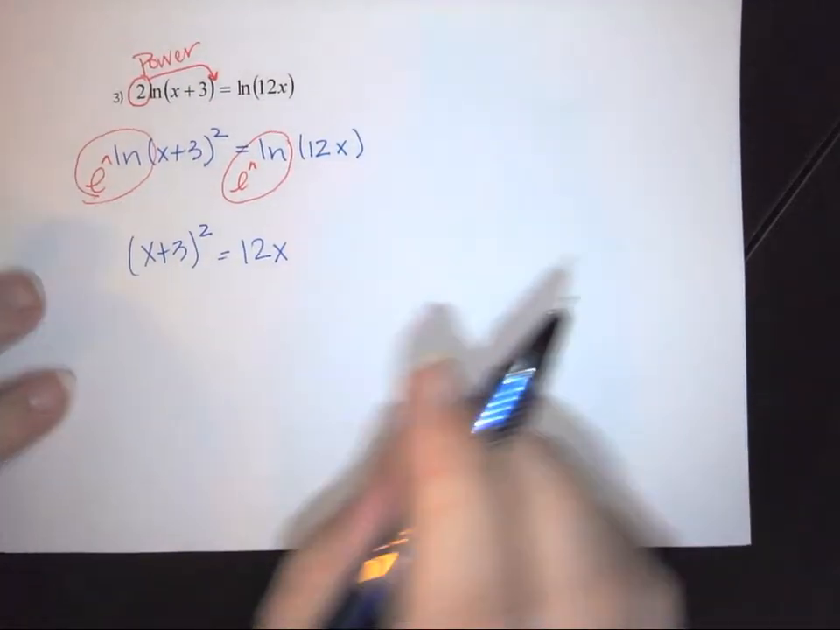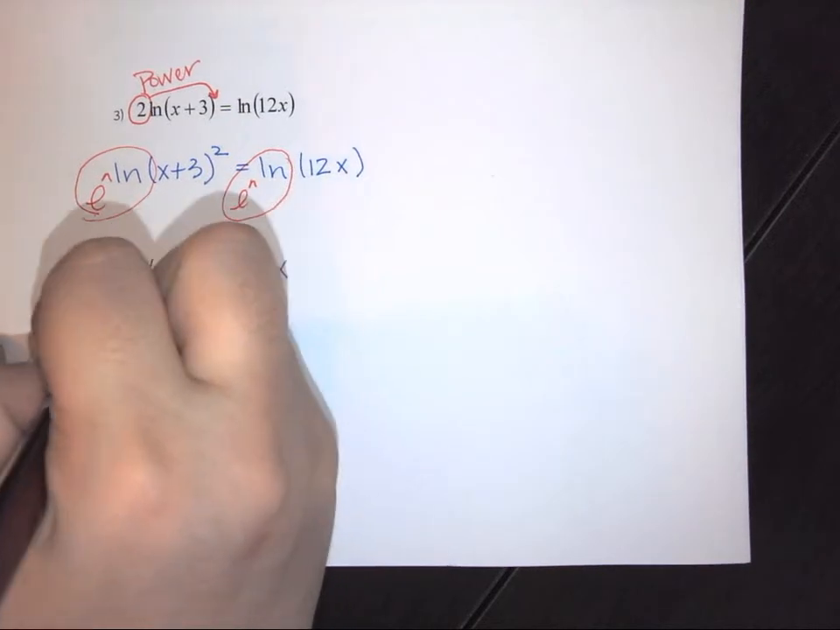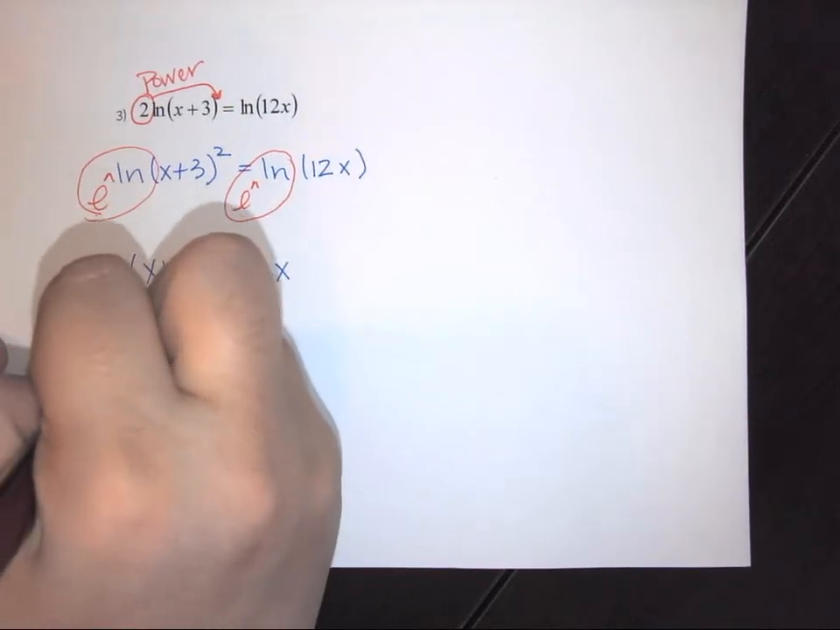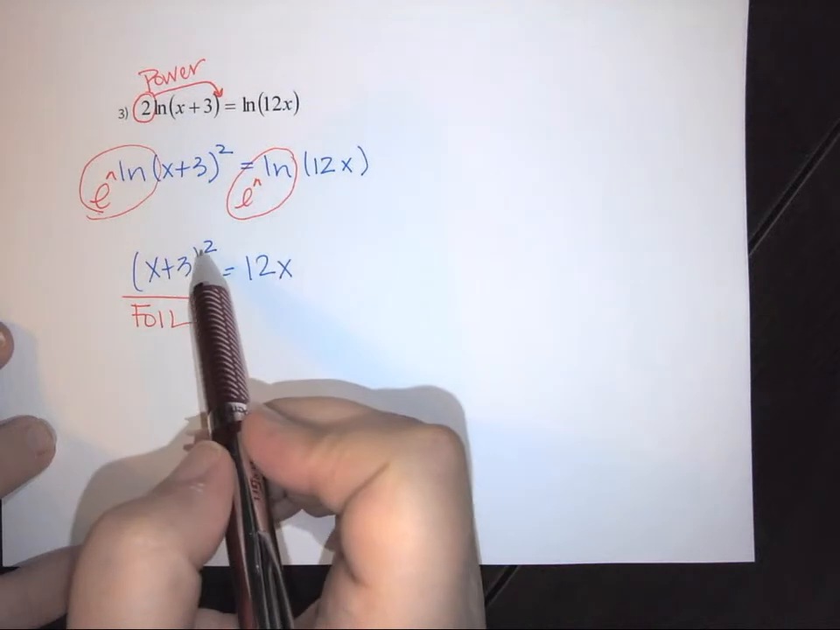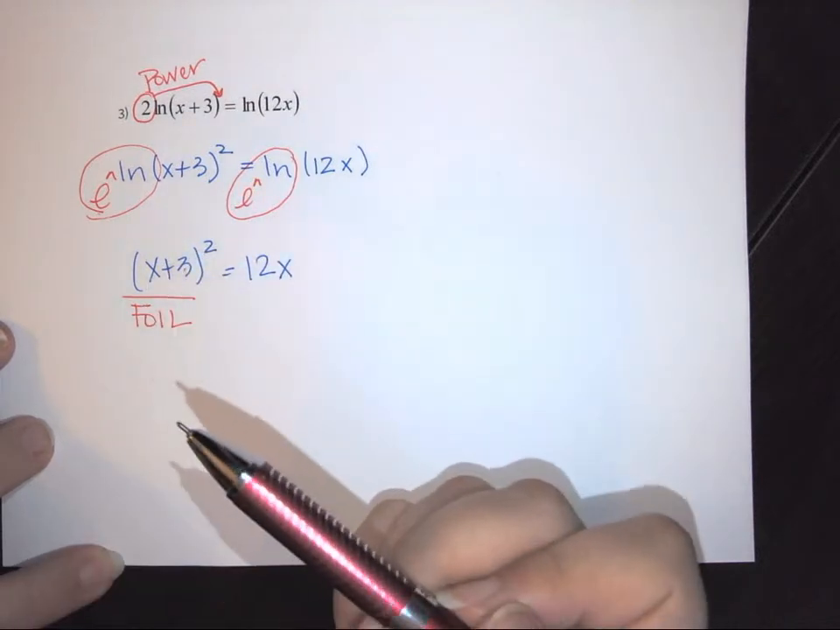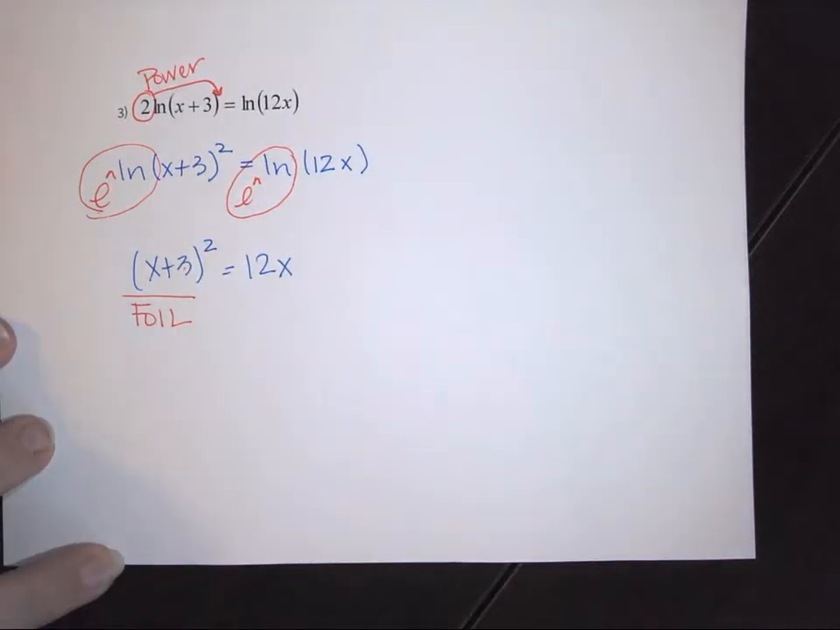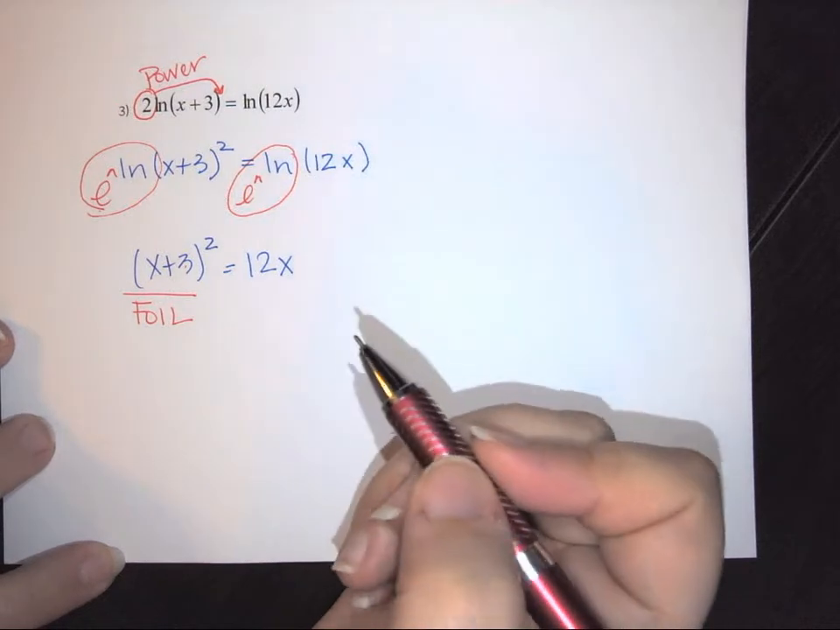So in order to solve for this part here, I have to FOIL it out. Now FOIL does not mean square the first, square the second, call it a day. What it means is you have to do first, outer, inner, last.